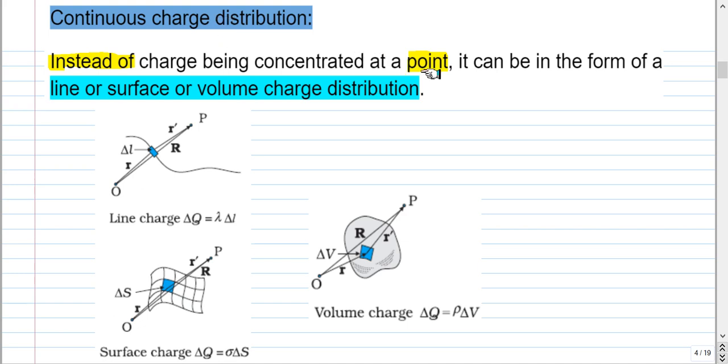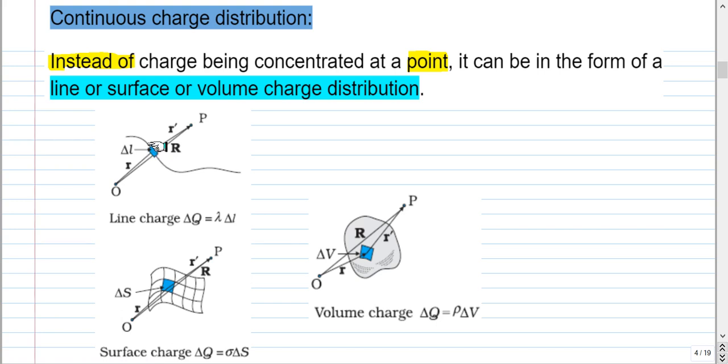So instead of charge being concentrated at a point, as in the case of a point charge, it can be in the form of a line or a surface or volume charge distribution. This is a line charge distribution. This is actually a curve, but this is a 1D distribution. This is a surface charge distribution, and here the charge is distributed in a volume.